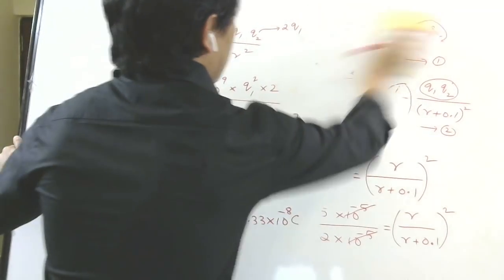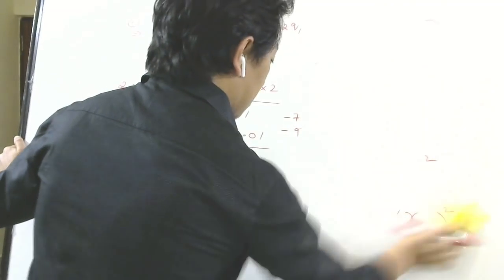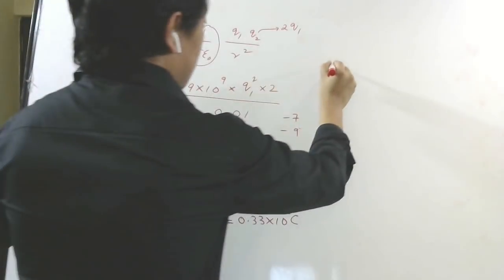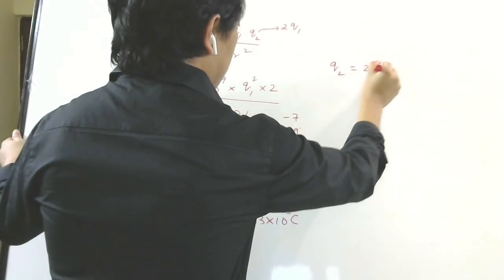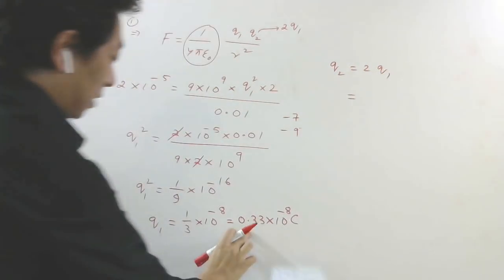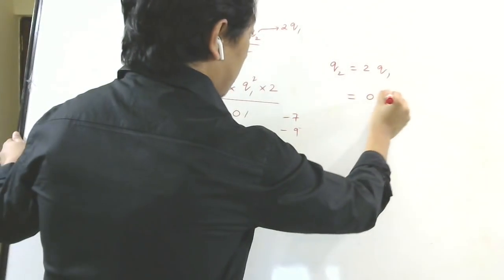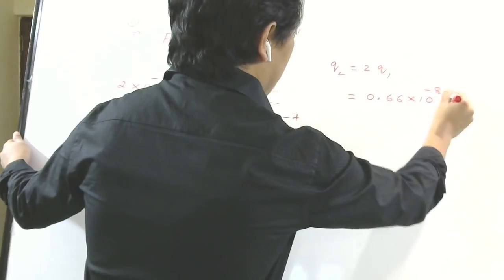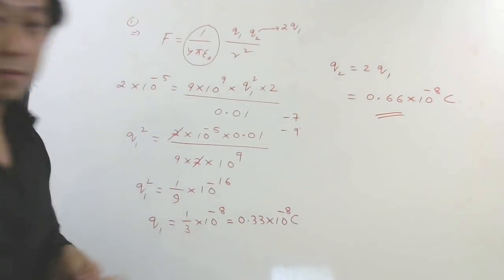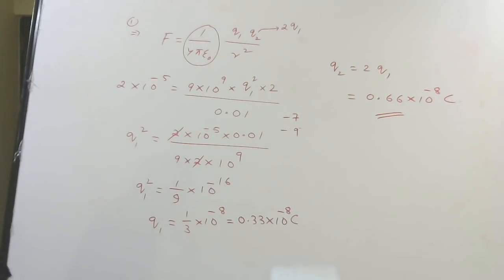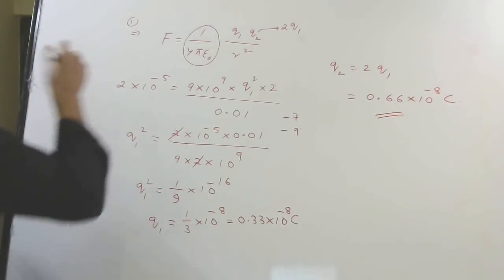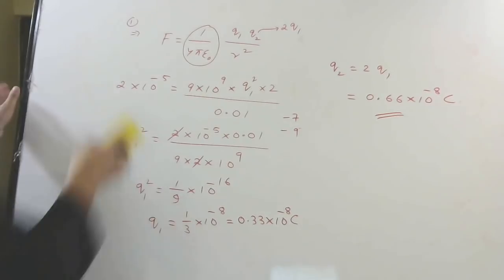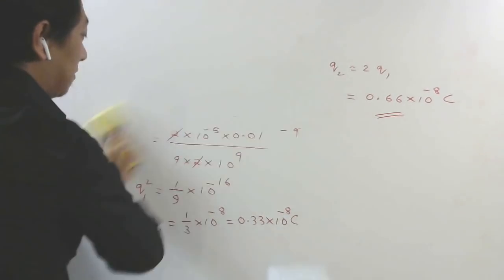But they also asked you to find Q2. But we already know Q2 is twice of Q1. So 2 times this if you do, you get 0.66 into 10 power minus 8 coulomb. So this completes the solution of question number 2 actually. Okay, this was equation 1. Okay, fine. So please make a note of whatever I've done.